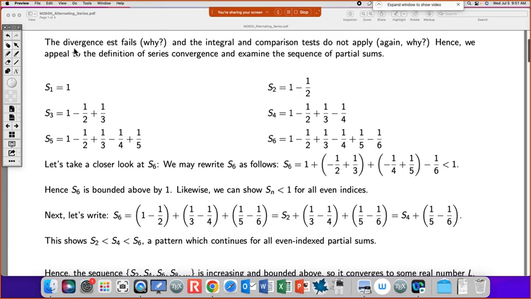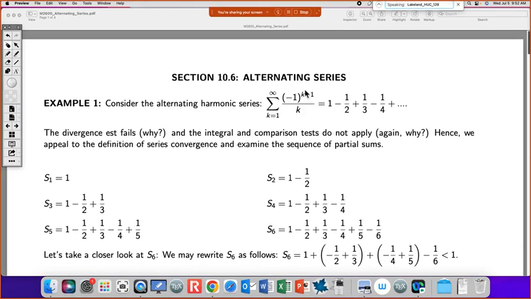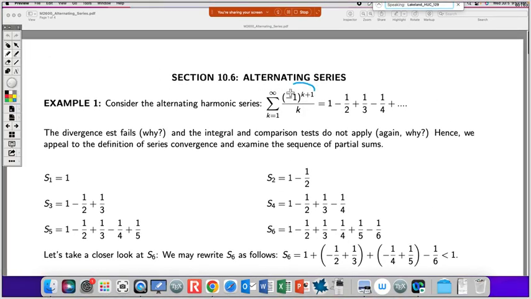The divergence test will fail because as k races off to infinity, even though you're bouncing around between minus 1 over k and 1 over k, the squeeze theorem is going to squeeze those terms to 0. And if the limit of the kth term goes to 0, the divergence test doesn't tell you anything. You follow? It tells you nothing.